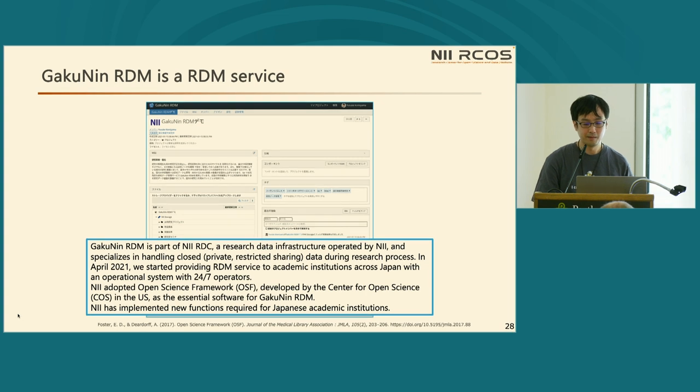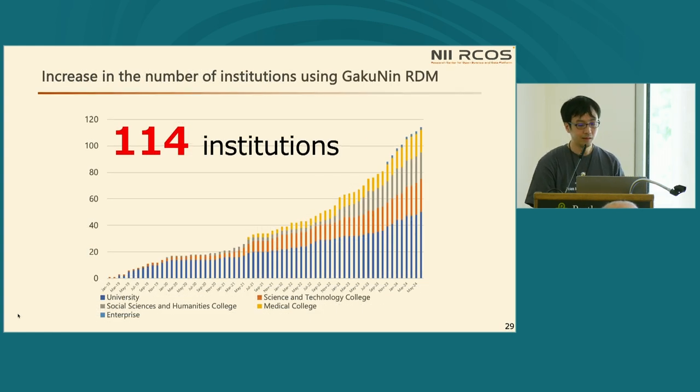NII adopted the Open Science Framework developed by the Center for Open Science in the US as the essential software for Gakunin RDM. NII has implemented new functions required for Japanese academic institutions. Gakunin RDM is our research data management service, which has already been adopted by 114 institutions.